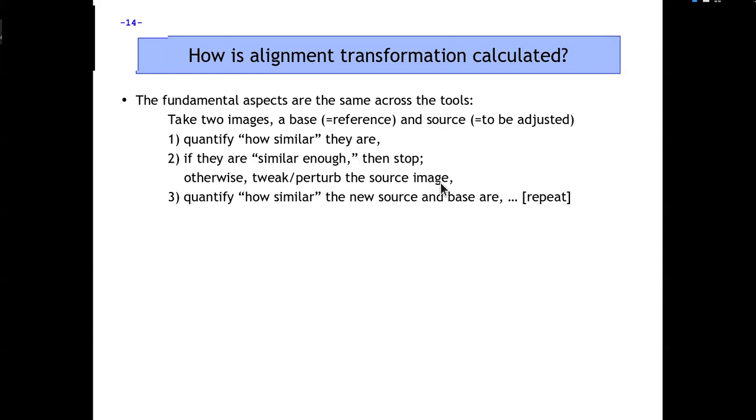Otherwise, we tweak or perturb the source image. We might rotate it, shift it, stretch it out in different ways. And then again, we quantify how similar the new source is to the base. And if it's similar enough, we stop. Otherwise, we tweak, and we just go through this again and again and again with various forms of fanciness added in.